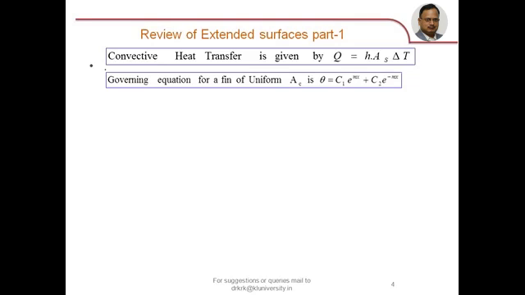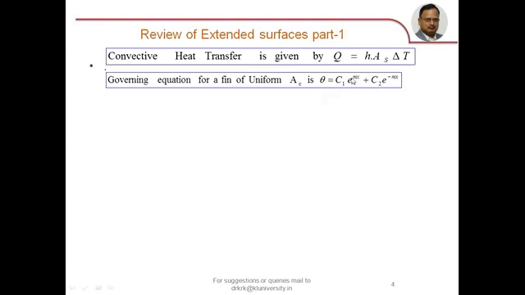And we have seen the governing equation for a fin of uniform cross-sectional area is θ equal to C1 e^(mx) plus C2 e^(−mx), where θ is the temperature difference between the fin surface and surroundings at any point x along the length of the fin. And m is a parameter which is equal to square root of hP by kA. h is the convective heat transfer coefficient, P is the perimeter, k is the thermal conductivity of the fin material, and A is the cross-sectional area of the fin.